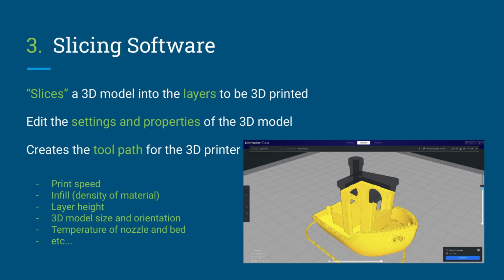This is also the place where we're going to be able to edit the settings and properties of our 3D model. So you can edit the print speed, how fast it's going to print, the infill, which is the density of material inside our 3D model, the layer height, which is the actual height of each individual layer. We can change the 3D model size and its orientation on the 3D printer. We can edit the temperature of the nozzle and the bed, and so many more settings. There are so many settings that you can print with to make your 3D model come out just like you want it to. And when we're finished slicing our 3D model, it's going to create a toolpath for our 3D printer, which I will get to in a few slides.